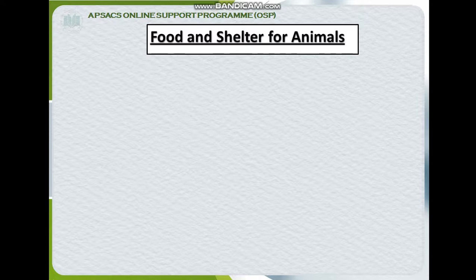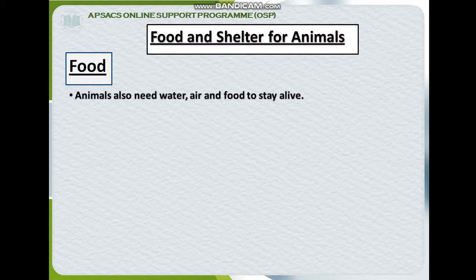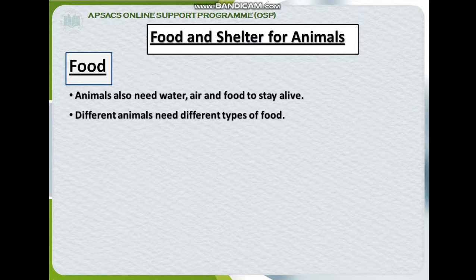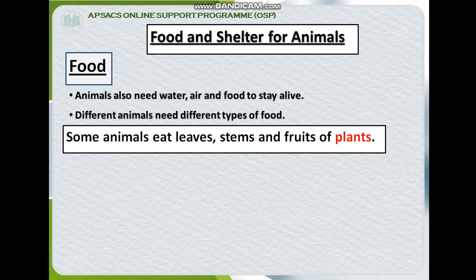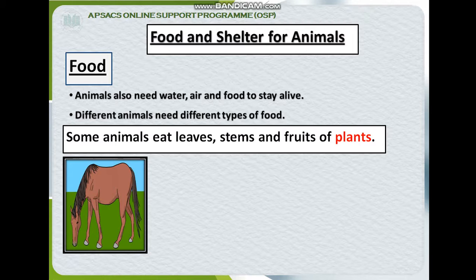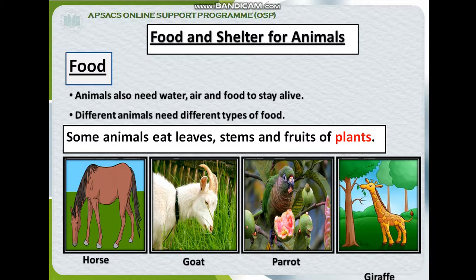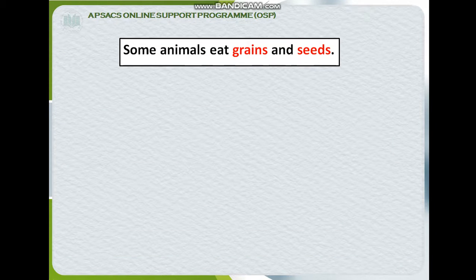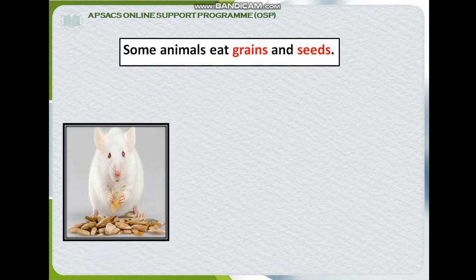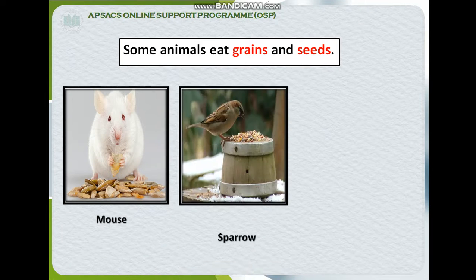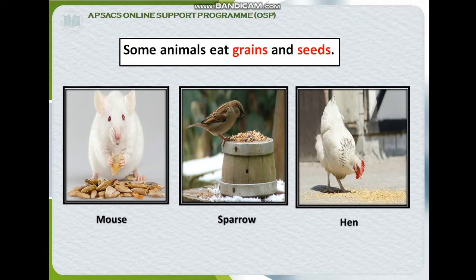Food and shelter for animals. Food. Animals also need water, air and food to stay alive. Different animals need different types of food. Some animals eat leaves, stems and fruits of plants. For example, horse, goat, parrot and giraffe. Some animals eat grains and seeds. For example, mouse, sparrow, hen.